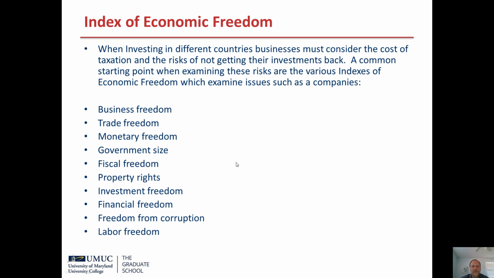When a company invests overseas, they not only have to worry about issues such as currency fluctuations, they also have to worry about issues such as whether the government will seize their business, whether very high taxes will take away their property, whether very high labor costs will make it impossible for them to make money. A way of examining countries and comparing them on these issues is an index of economic freedom, which are published by organizations such as the Heritage Foundation and the Fraser Institution.